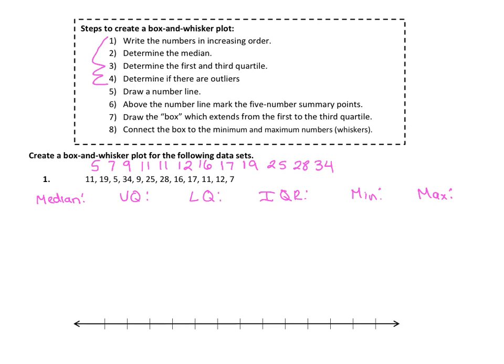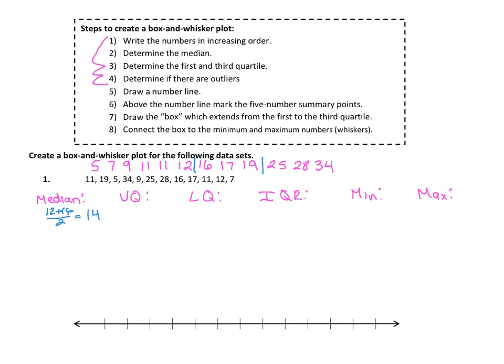All right, so my median, I have 12 numbers. So again, my middle is going to be after 6. So 1, 2, 3, 4, 5, 6. So halfway between 12 and 16. So 12 plus 16 divided by 2 is 14.